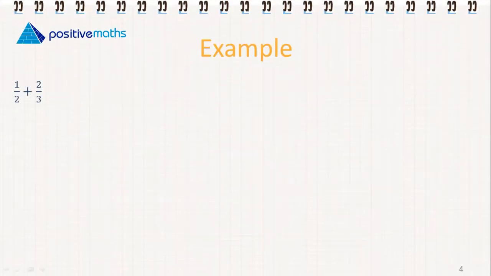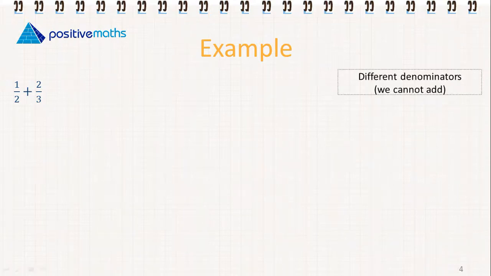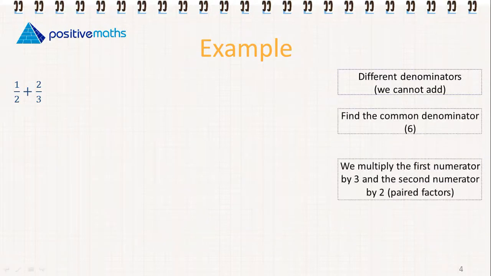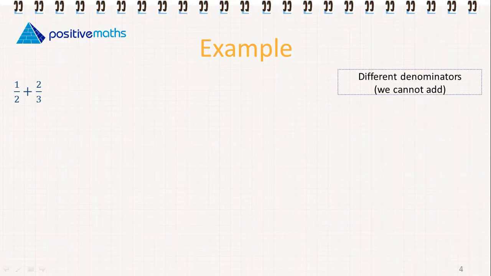So we're going to take an example. We're going to add 1/2 plus 2/3. We notice that the denominator of the two fractions is different. So we have a 2 and a 3. Therefore, we cannot add straight away. We first must find the common denominator.